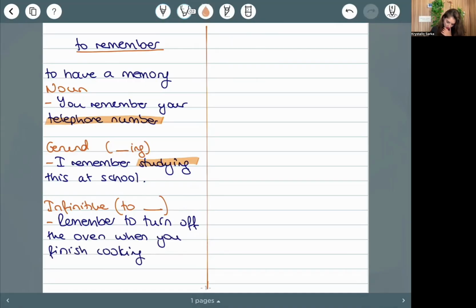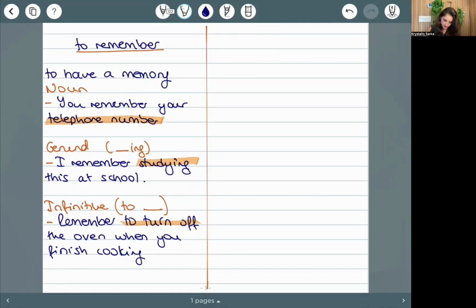Now, in this use of the infinitive, with this example, what we're doing is we're trying to insist or to make sure that this person remembers to initiate the action. That's why we use infinitive. It's for something that hasn't happened yet. Whereas with the gerund, it's a past memory. Now, this is an interesting distinction.